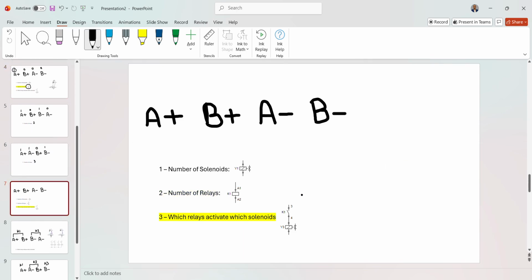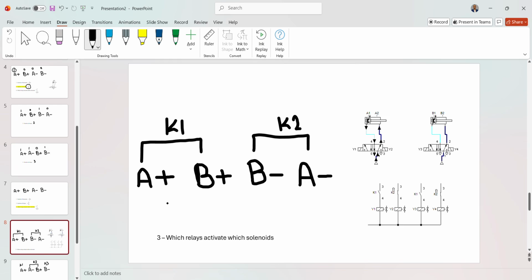Moving to the third important question, which is: which relay activates which solenoid? Let us start from here. Let's start from this sequence to know which relay activates which solenoid. All right, let's say we have the sequence of A plus, B plus, B minus, A minus. We said that this sequence will result in a number of relays of 2. So we will have relay K1 and relay K2. Now the question is, when we move to this side, which relay is connected to which solenoid? Do I connect K1 to Y1 or K1 to Y2, and how do I know that?